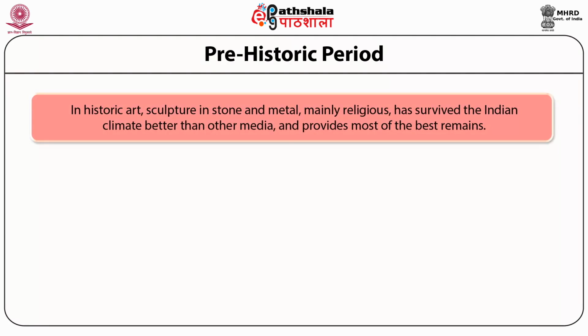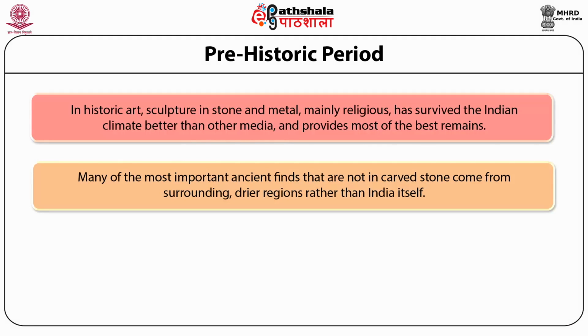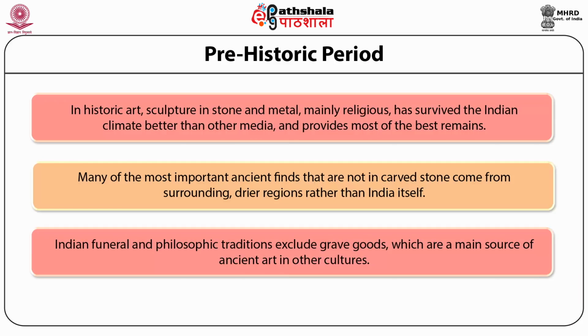So all periods that have been discussed in the module are approximate. Dates for the specific cultures are given as a rough guide only, as disagreement persists as to classification, terminology, and chronology. In historic art, sculptures in stone and metal, mainly religious, have survived the Indian climate better than other media and provide most of the best remains. Many of the most important ancient finds that are not in carved stone come from surrounding regions rather than India itself. Indian funeral and philosophic traditions exclude grave goods, which are a main source of ancient art in other cultures.